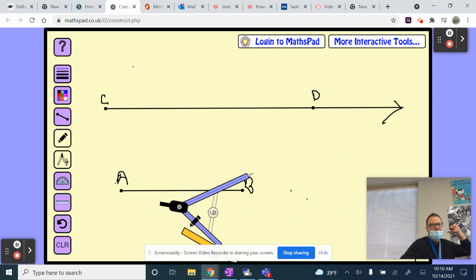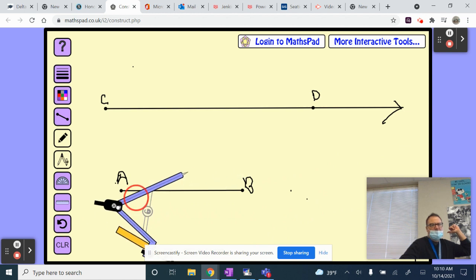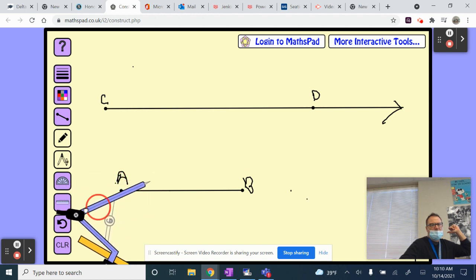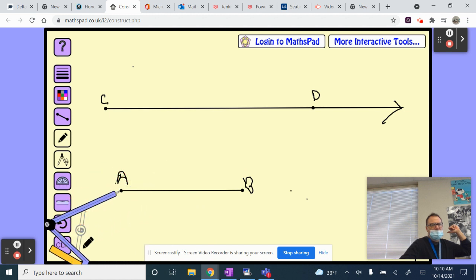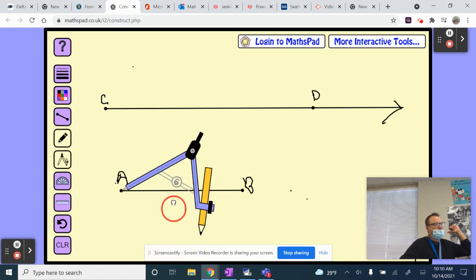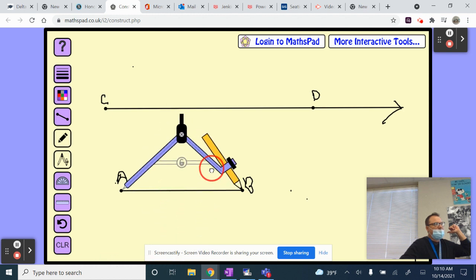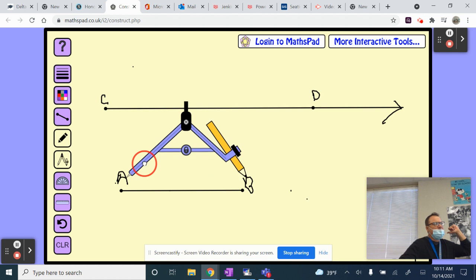I'm going to take my compass needle and put it on one of the ends. Okay, you guys see that? Now I'm going to take my other end of the compass and put it right on B. Then I'm going to hit the little lock on there. That's going to lock my compass so it won't move. You guys see that? Absolutely.